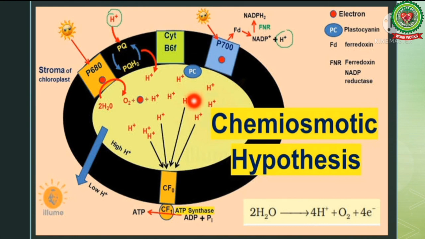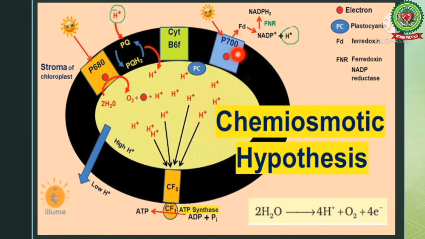When this molecule passes an electron to the membrane, the proton is also released into the inner side of the lumen. The NADP reductase enzyme is located on the stroma side of the membrane. For the reduction of NADP to NADPH, electrons come through photosystem 1 and the protons required come from the stroma. Due to this, within the chloroplast, protons in the stroma decrease in number and in the lumen there is accumulation. It creates a proton gradient across the thylakoid membrane. By the breakdown of this gradient, energy is liberated.